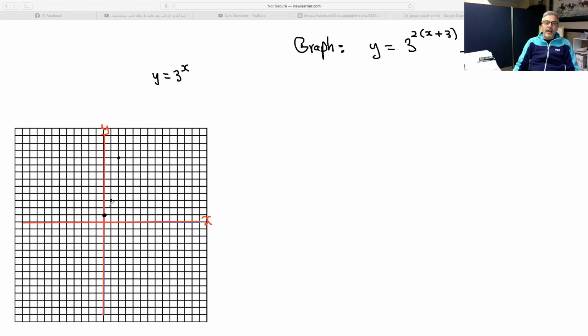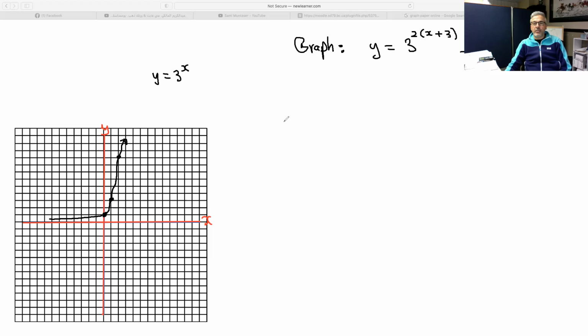And then we know that the x-axis is the asymptote for exponential functions. So this graph is going to look more like this. It goes through 1 and then goes there. So these are my important points right here.